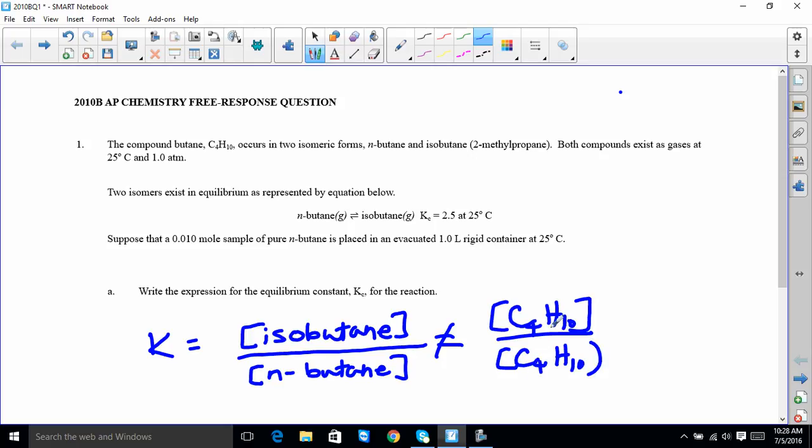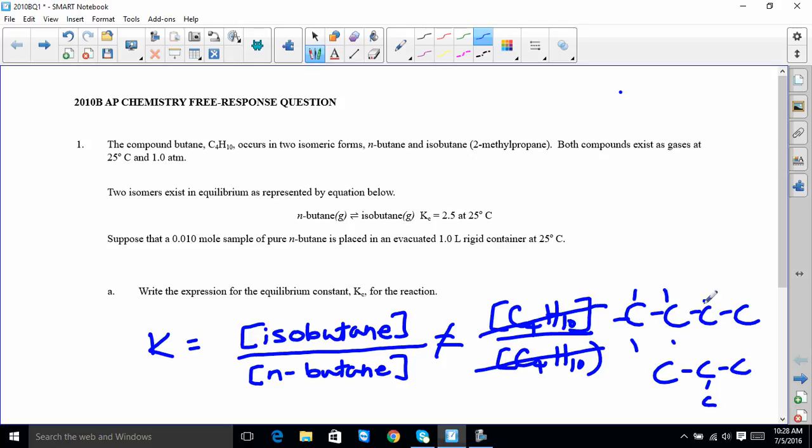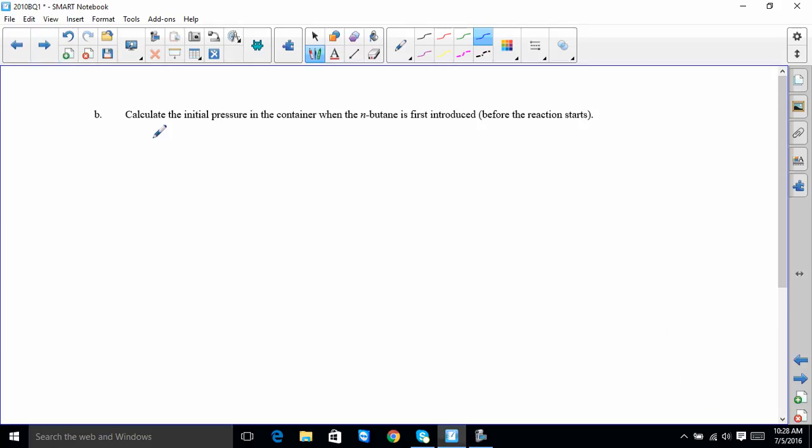exact same condensed formula but different structures. Normal butane is when the carbons are in a row, and isobutane is when you have three in a row and one dangling here. But if I put the H's on, they still are both C4H10. And so that's why we're going to use the words, probably more information than you need. B, calculate the initial pressure in the container when n-butane is first introduced.